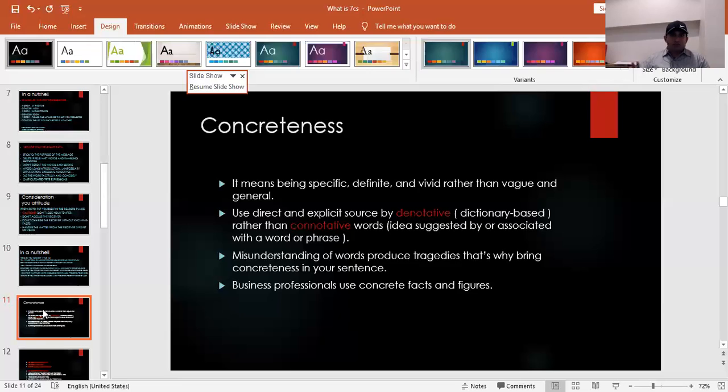So that's why these ideas will not be suggested to be said. Okay, तो इसीलिए डेनोटेटिव वर्ड्स को जाना है जिनकी एक ही मीनिंग हो, बेहतरीन मीनिंग हो। तो हमें उन मतलब पे नहीं जाना जो वर्ड्स हमारे पास नहीं है। ओके, then misunderstanding of words produces tragedies. That's why bring concreteness in your sentence.